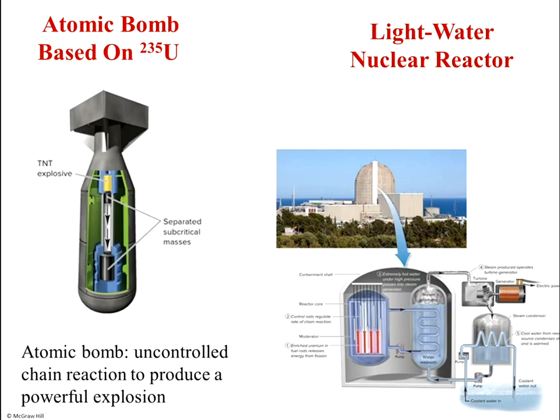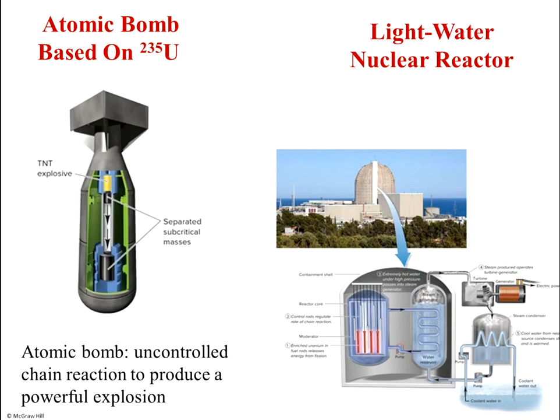This is the atomic bomb, and it's based on uranium-235. An atomic bomb is an uncontrolled chain reaction where you launch together two pieces of uranium-235 at high speed to create your critical mass. When the critical mass is created, the nuclei begin undergoing fission. More neutrons are released, and the fission process accelerates until there's an uncontrolled explosion.